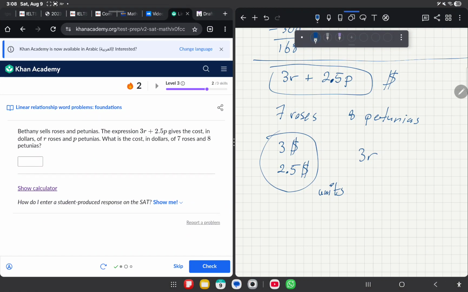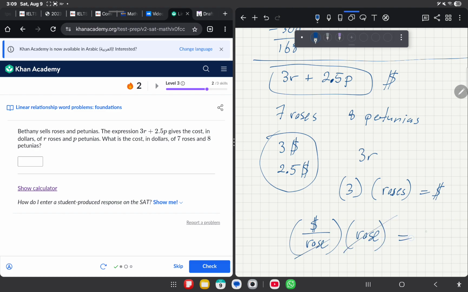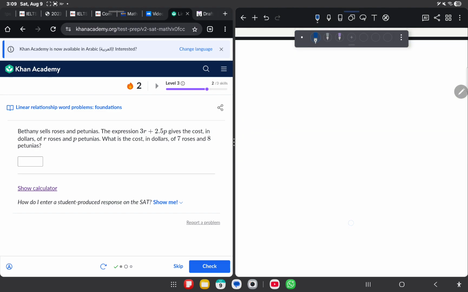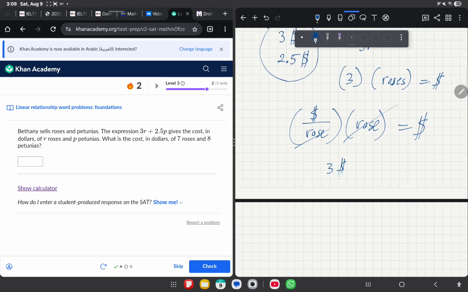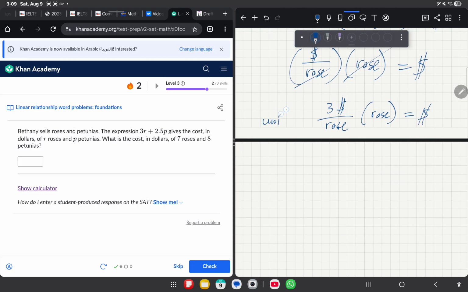Sorry, let's speak about units. I want to know the unit of 3. R is roses, and I'm getting dollars. So how should I get dollars? If I multiply dollars per rose times roses, the roses cancel and I'm left with dollars. So $3 per rose times the number of roses gives dollars. Now, this is regarding units.